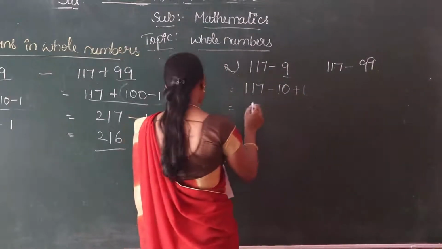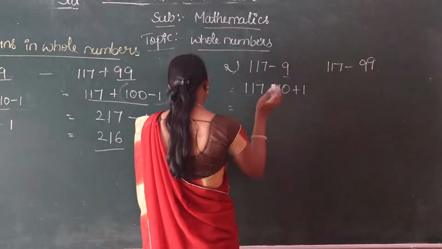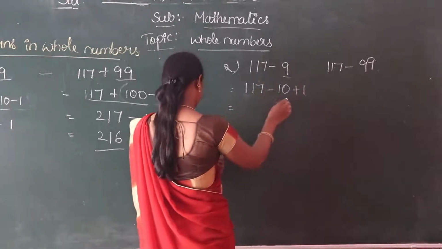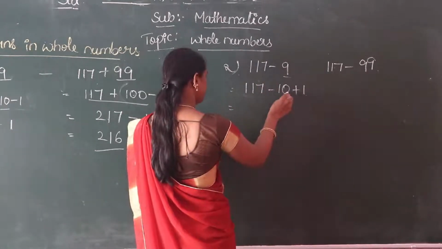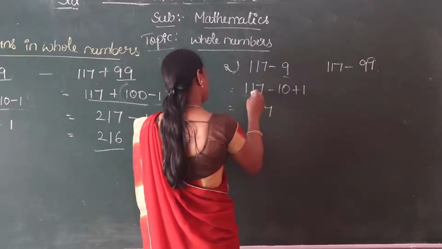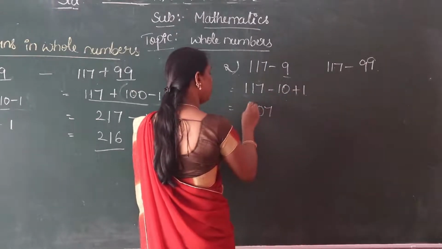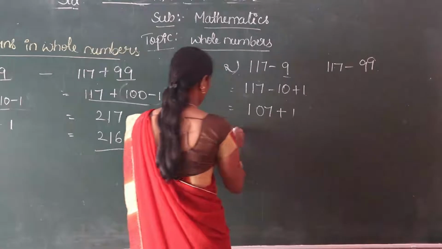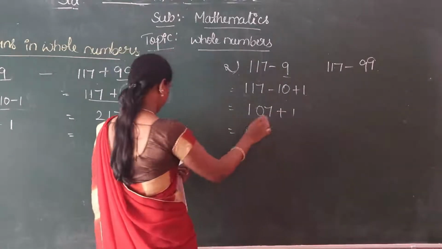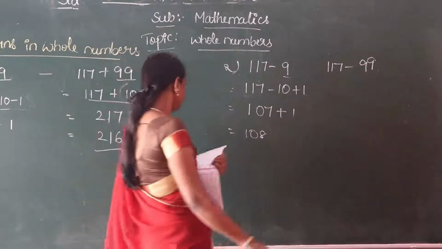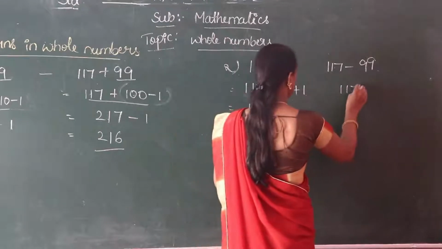So here the symbols are this one, so we have to subtract this one. 7 minus 0, you get 7. 1 minus 1, 0. 1 as it is, plus 1. You get the answer 108. Here also we have to do the subtraction.